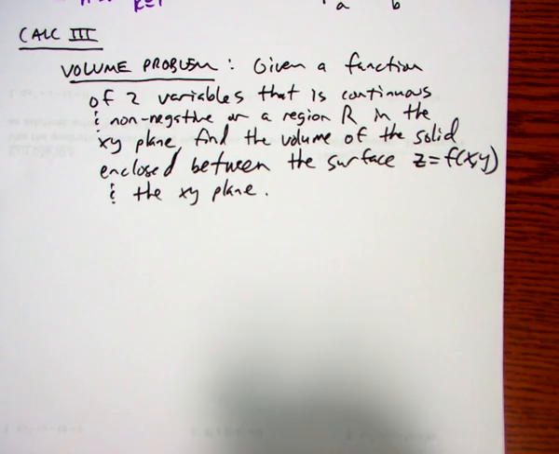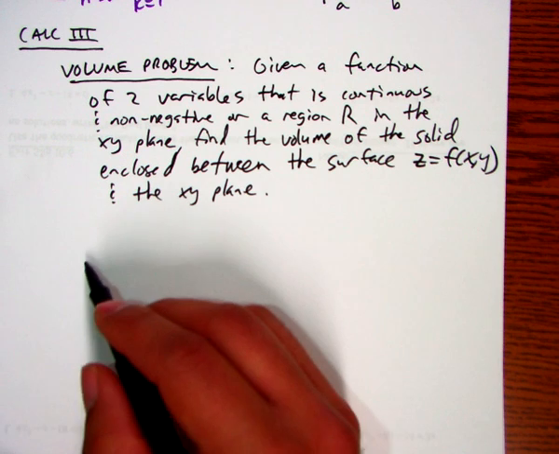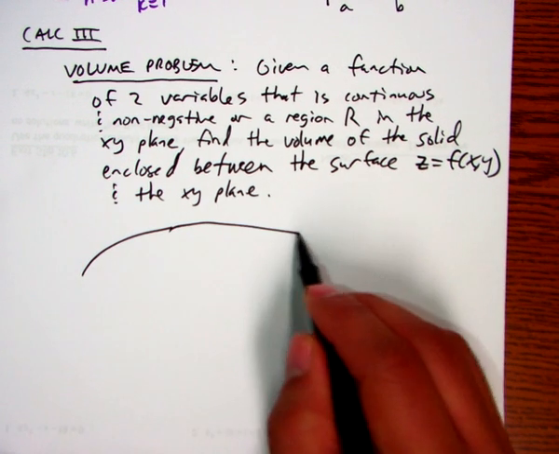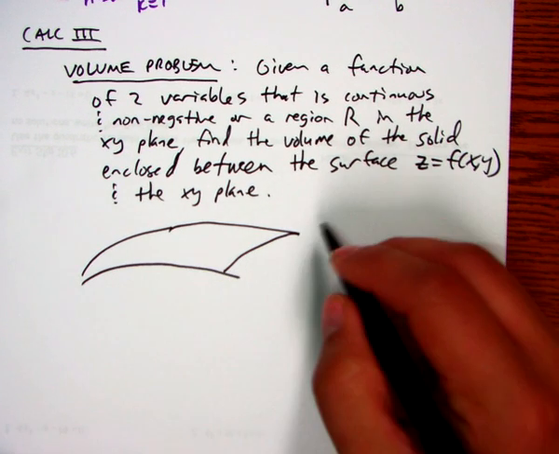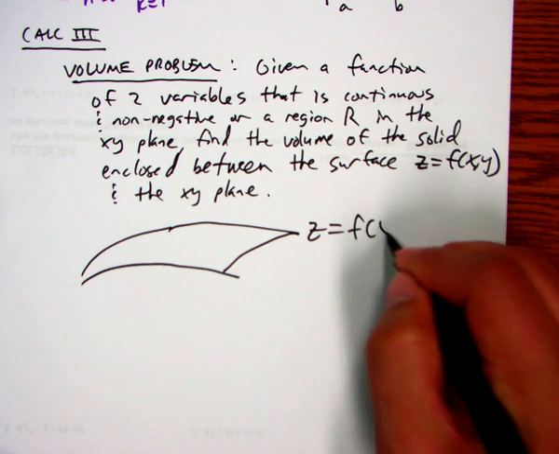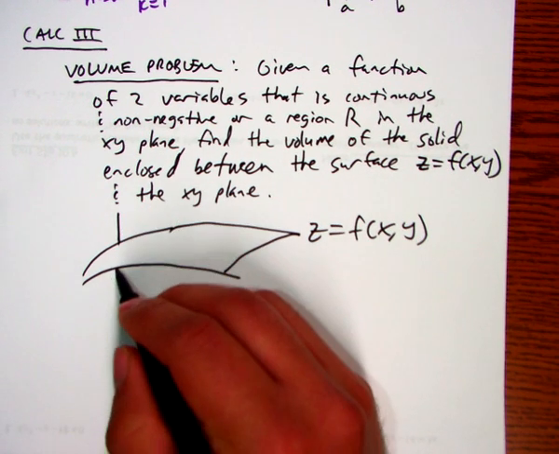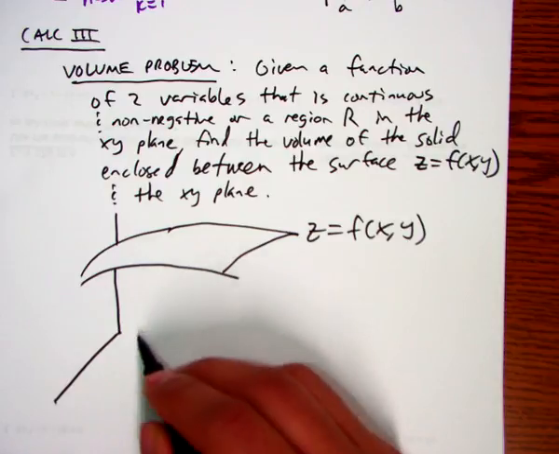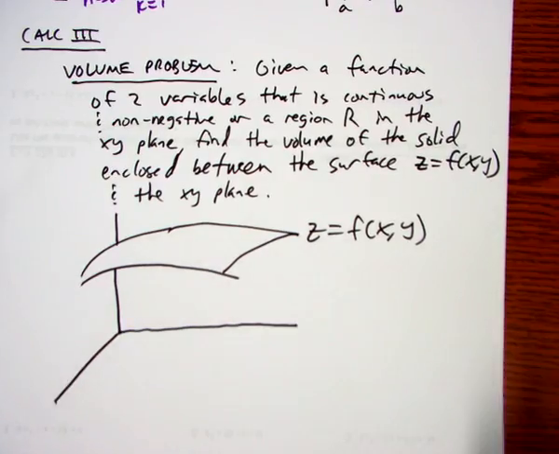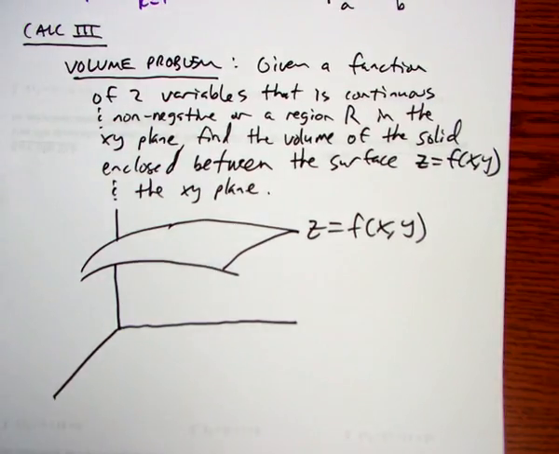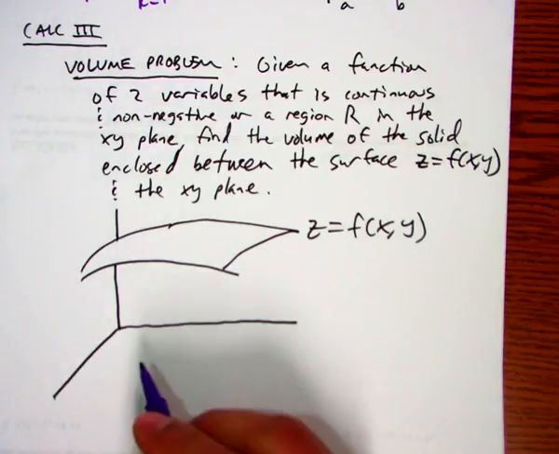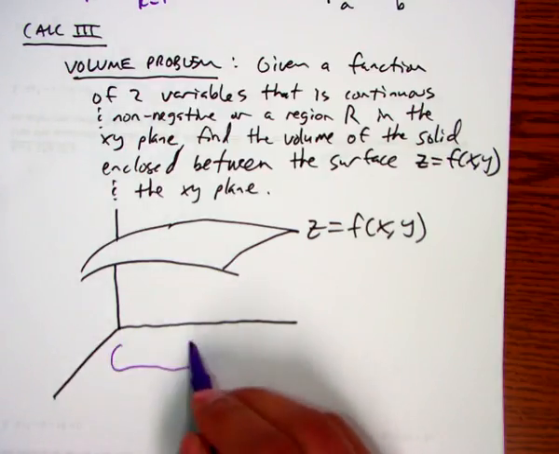So imagine we have some surface. Here's our three-dimensional coordinate system. And let's say this is our region R.